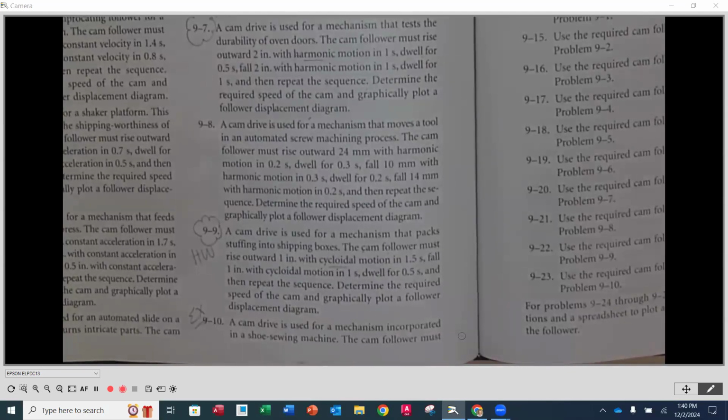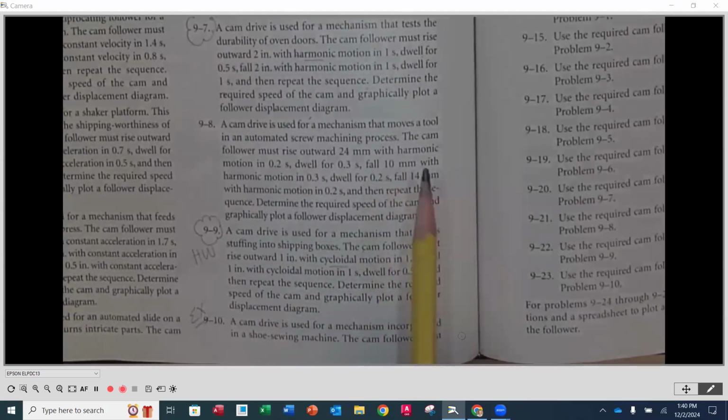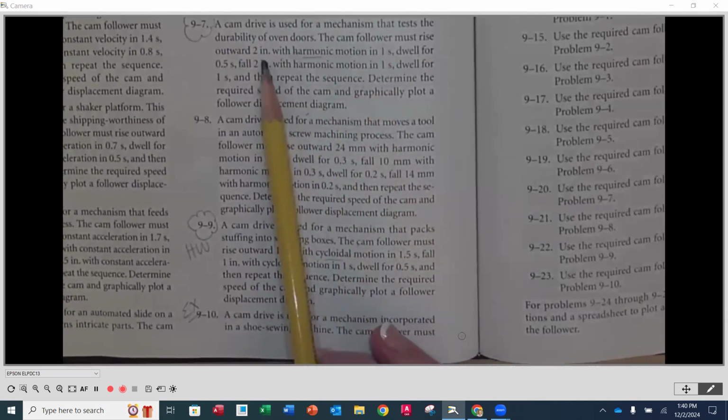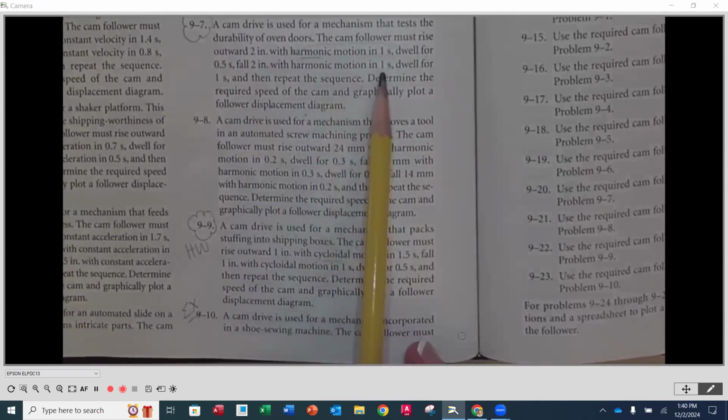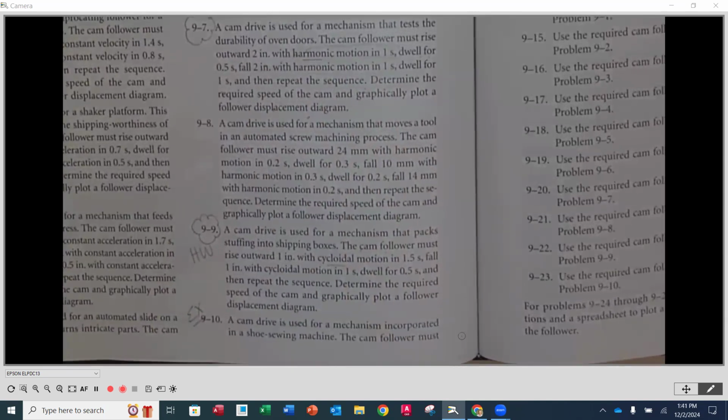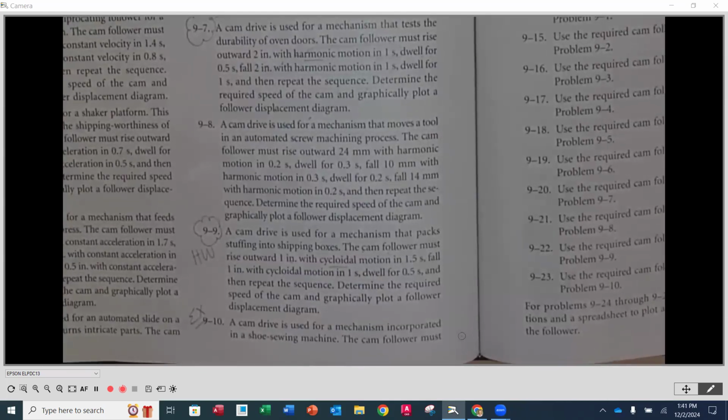Okay. Now, if we look at these two, I'm going to give you a hint here. For this first one, the cam follower must rise 2 inches with harmonic motion in 1 second. It's going to dwell, and then it's going to fall 2 inches with harmonic motion in 1 second. When you construct this the first time on the rise, do you see how the fall would be the mirror, because the time is the same and it's the same motion scheme? You could mirror that one, all right? But the second one you cannot.